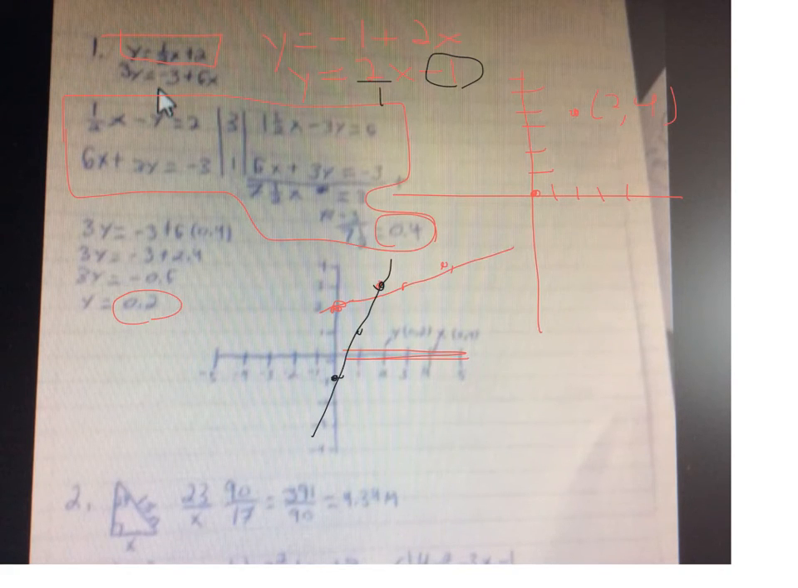I missed with the red line a little bit. It should have gone through that point right there. And so this point right here is your point of intersection, which is 2, 3. And that's how you need to approach the first question on the Unit 5 test.